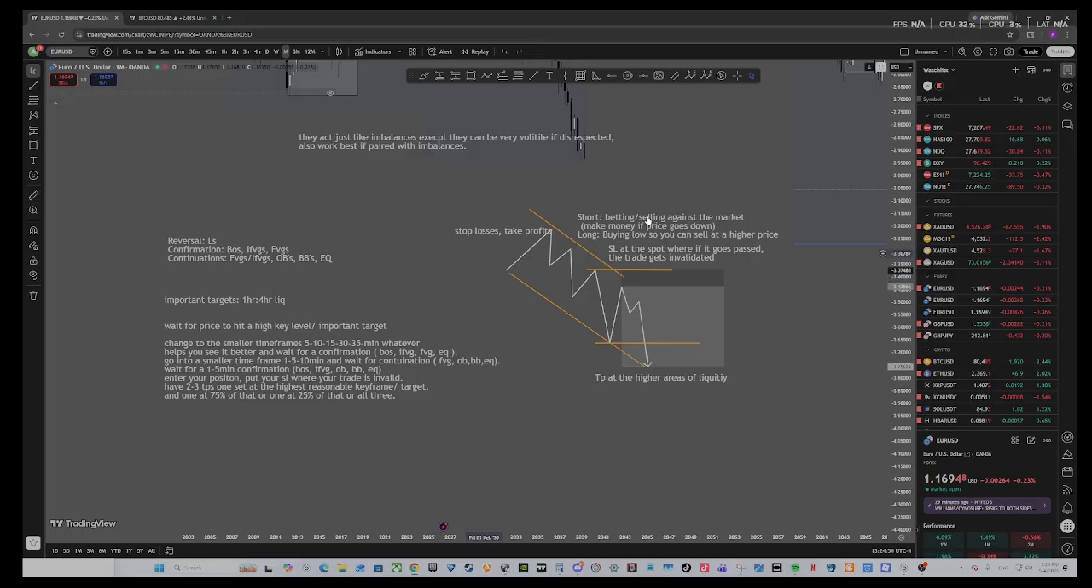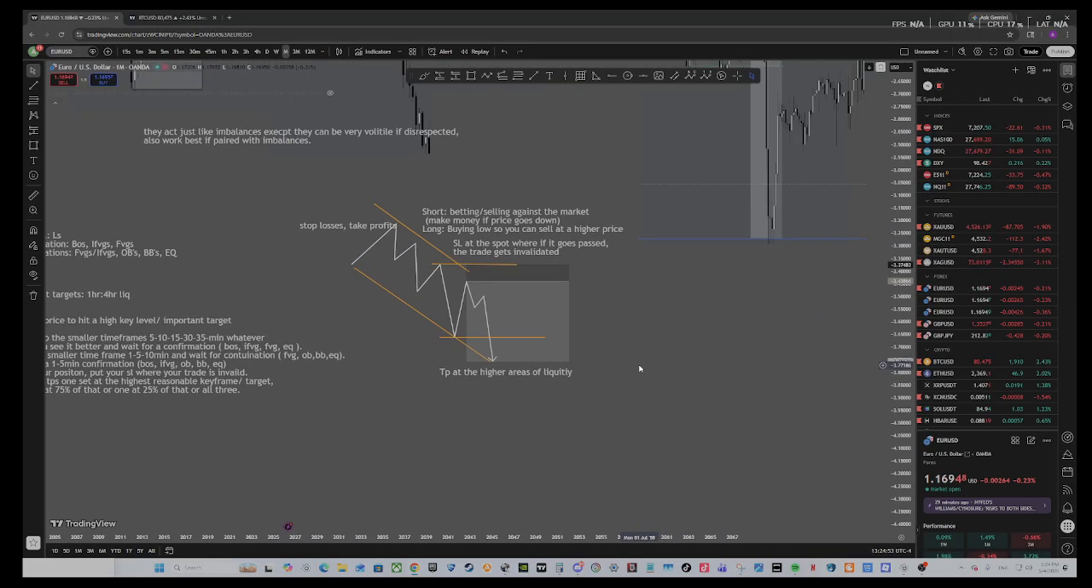Stop losses, take profits. So basically, shorting means you're betting against the market, selling. You're making money if price goes down, right? If you're longing, you're buying low so you can sell high. You're making money as price goes higher. And your stop loss is at the spot where if it goes past, the trade is invalid.